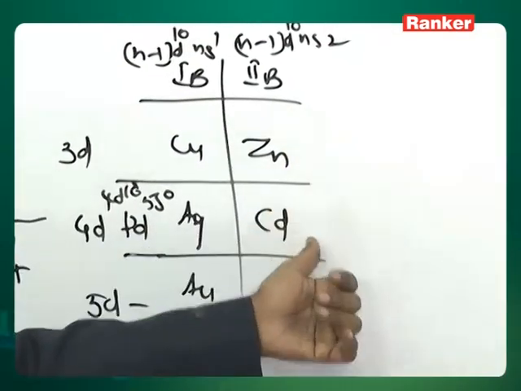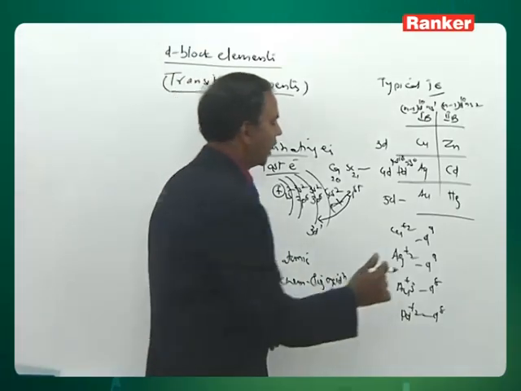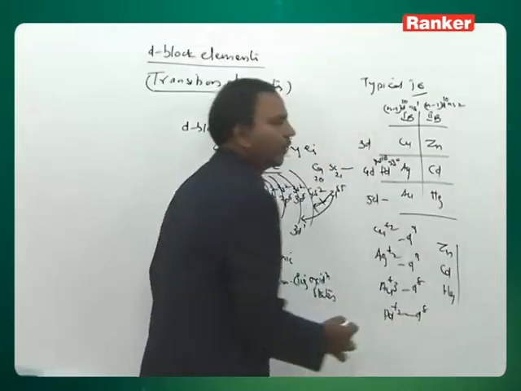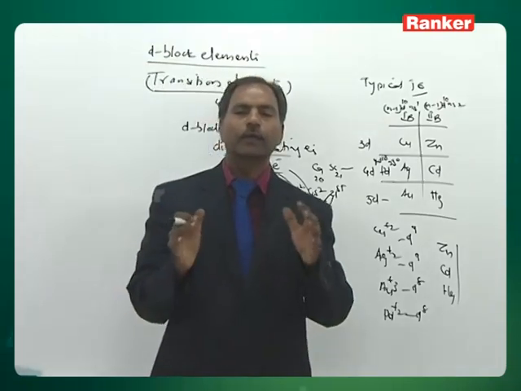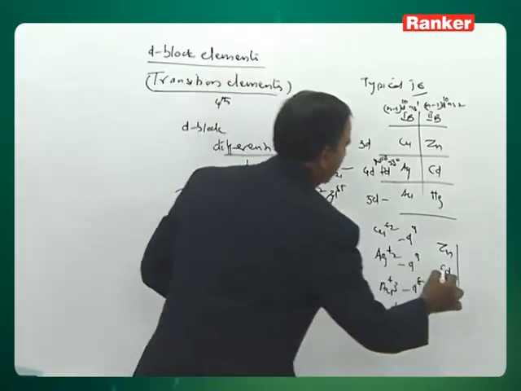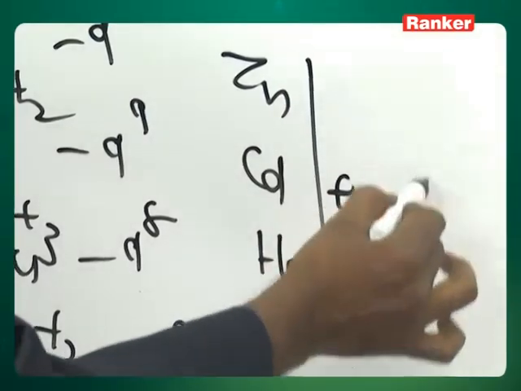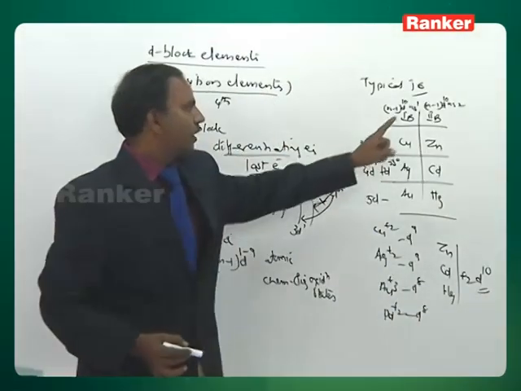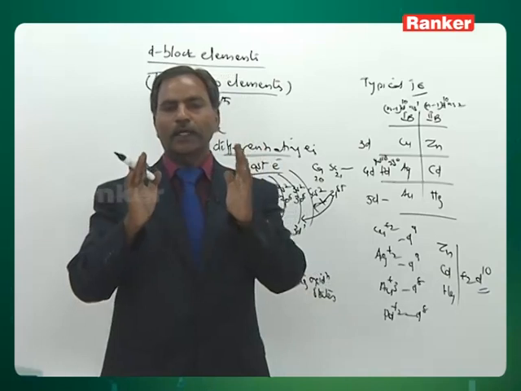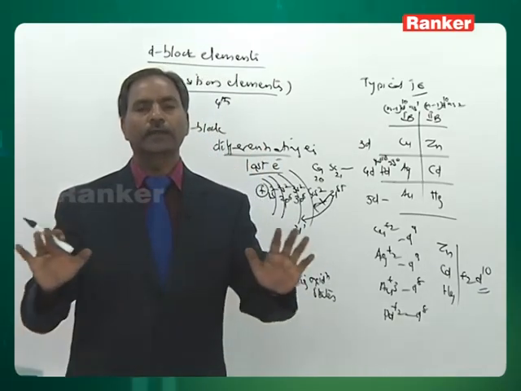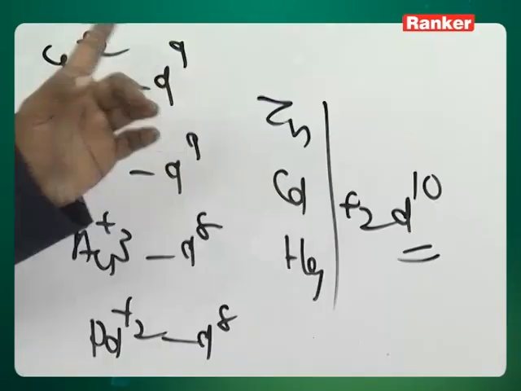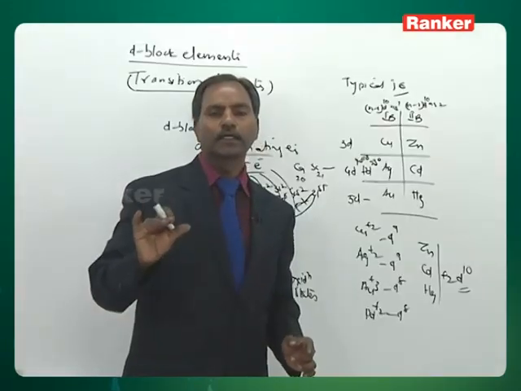In the case of zinc, cadmium and Hg, the second B group of elements, their common oxidation state is plus 2. In their plus 2 oxidation state, they still carry only D10. In their atomic state, D10. In their significant oxidation state also D10. When they carry D10 electronic configuration, they do not exhibit any transition behavior, either in their atomic state or in their significant oxidation state. Therefore, zinc, cadmium and Hg are not considered as what?